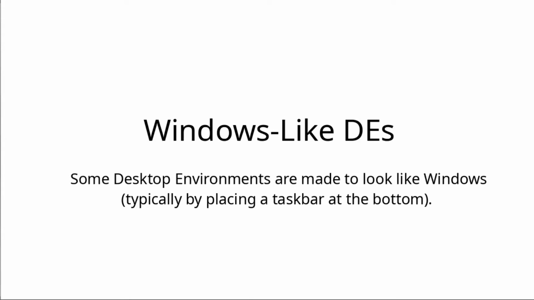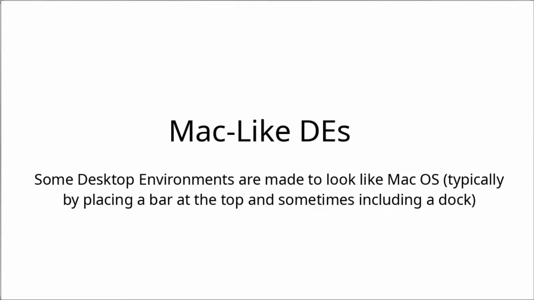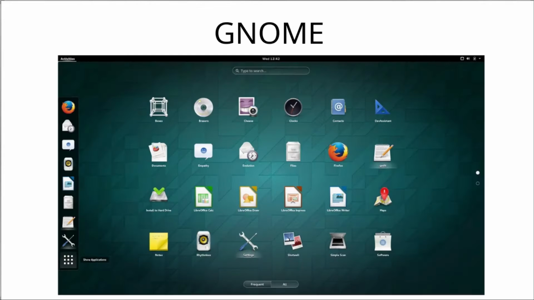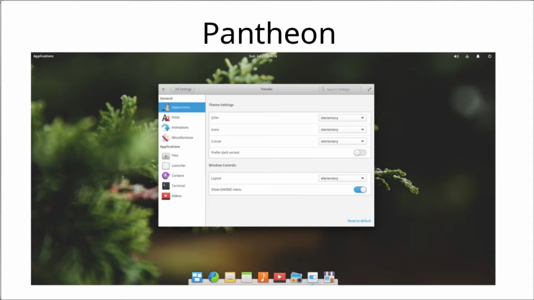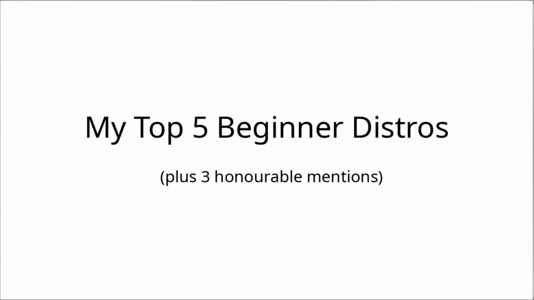Some desktop environments are made to look more Windows-like, such as KDE Plasma, Cinnamon, and LXQT, while others are made to look more Mac-like such as GNOME, Budgie, Deepin, and Pantheon. But most of these can be configured to some extent to look different. For example, KDE Plasma has a lot of customization and can be made to look almost identical to macOS. Anyway, here are 5 distros I recommend for beginners, or anybody really, along with some honorable mentions.